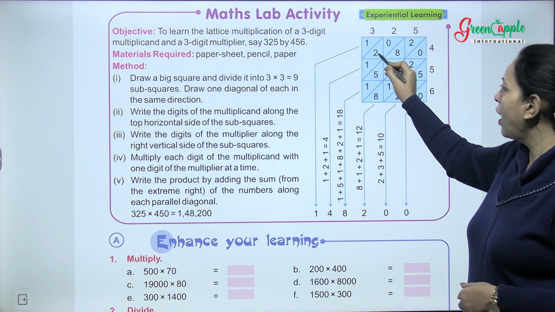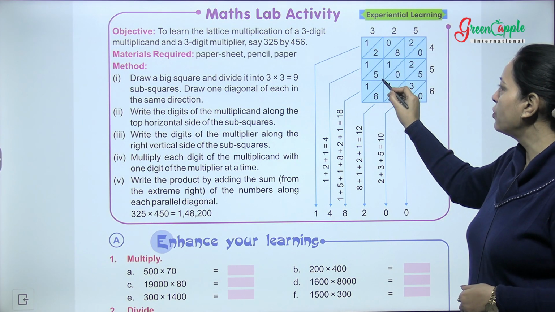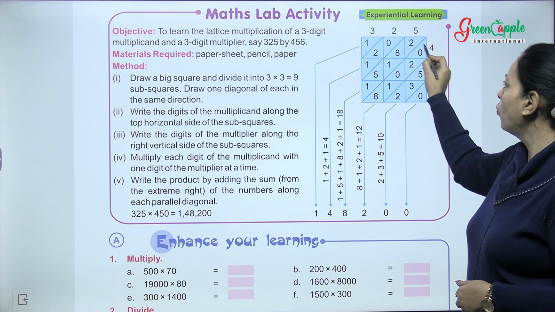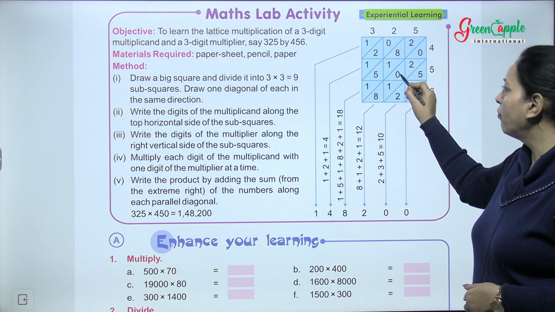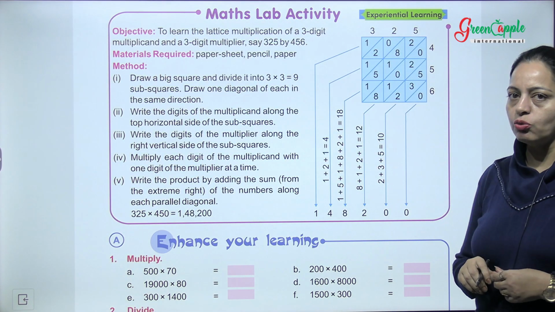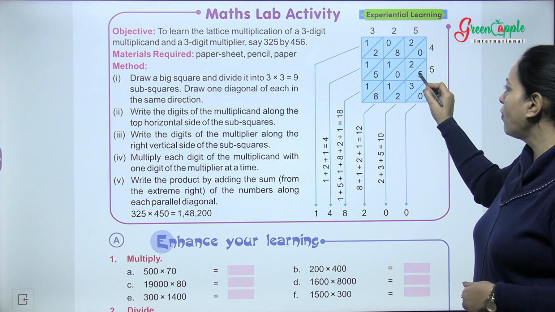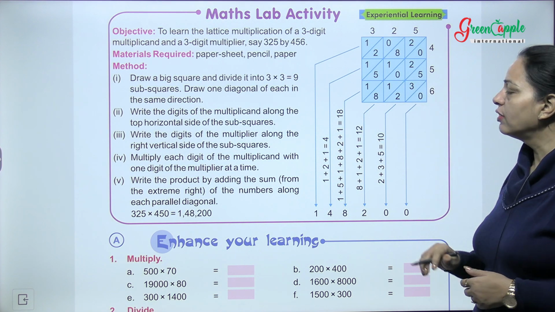So 3 4s are 12. Then 3 5s are 15. Then 3 6s are 18. Now 2 4s are 8, so 0 8. 2 5s are 10, 1 0. 2 6s are 12, 1 and 2. Now 5 4s are 20, 5 5s are 25 and 5 6s are 30.